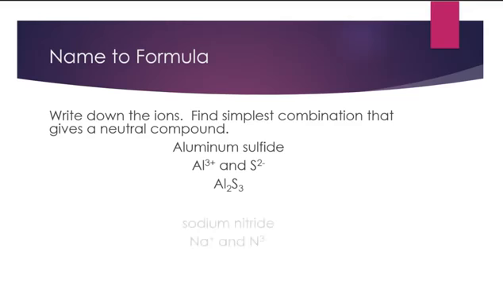And then let's take another look. Sodium nitride. Well, sodium is a +1, nitride is a -3. I'm going to need 3 sodiums for each nitride. So the formula of sodium nitride is going to be Na3N. Hope this helps.